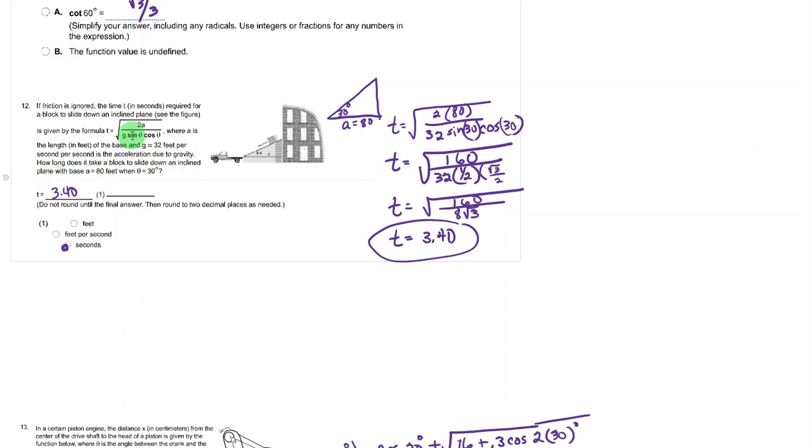All right, how long does it take a block to slide down an inclined plane with a base A equals 80 and theta equals 30? So here's our formula. Square root of 2 times 80, and then the G is approximately 32. So 32 sine 30 cosine 30. So on top I've got 160. I've got 32 times 1/2, because the sine of 30 is 1/2. The cosine of 30 is square root of 3 over 2. You do not want to use your calculator on this till you get down here. You don't want to do the decimal things. And so we have 160 over 8 square roots of 3, square root of that, and you ultimately get 3.40.